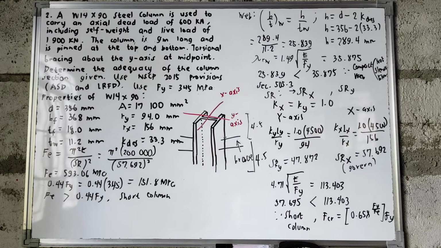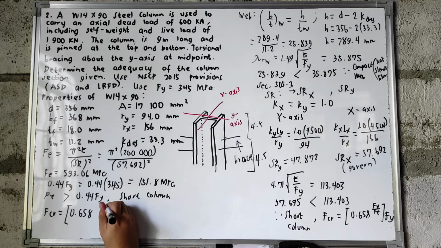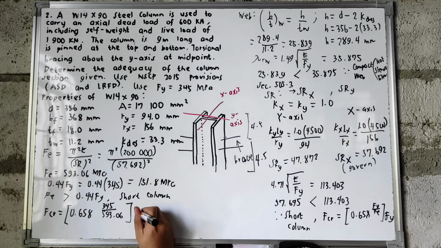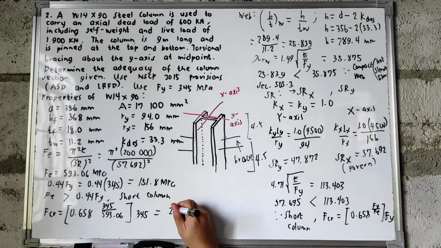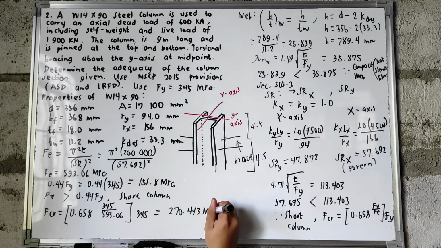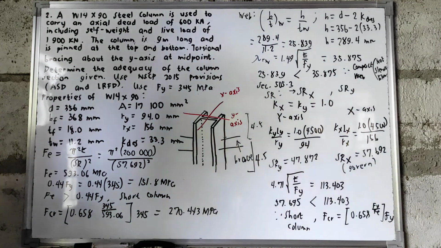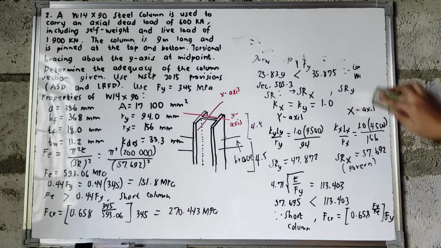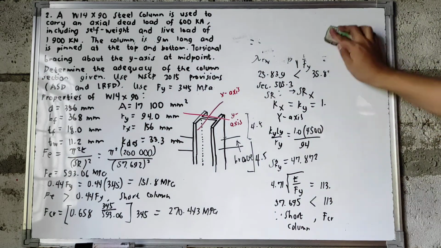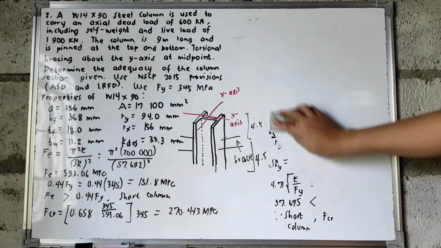So makukuha na natin yung value ng FCR natin. So we have 0.658 raised to Fy natin na 345 all over yung nakuha natin na 593.06, multiplied by the value of your Fy. So the value of your FCR is now equal to 270.443 megapascal. So after computing for the value of your FCR, madali na lang yung next step natin kasi we will just multiply yung FCR natin to the gross section nung steel natin to compute for the value of your nominal strength.